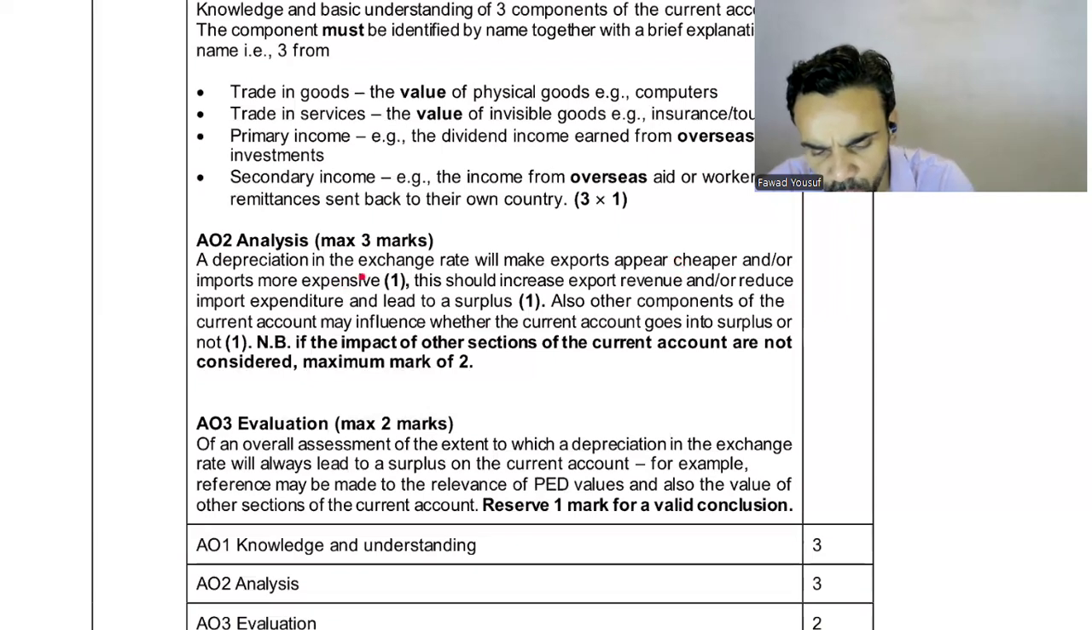So if they wrote either of the two, 1 mark. Then export revenue being the keyword over here. I don't know why they haven't bolded it, and or imports leading to a surplus. Also, other components of the current account may be influenced whether the current account goes into surplus or not. If the impact of the other sections of the current account are not considered, maximum marks of 2.